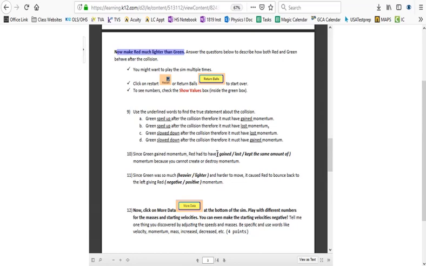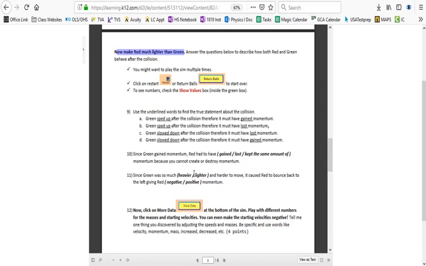Red had to have gained, lost, or kept the same amount of momentum because you cannot create or destroy momentum. So what happened? Look at the numbers and look at the size of the momentum vector. 11. Since green was so much heavier or lighter. Well, we did that from the beginning, right?